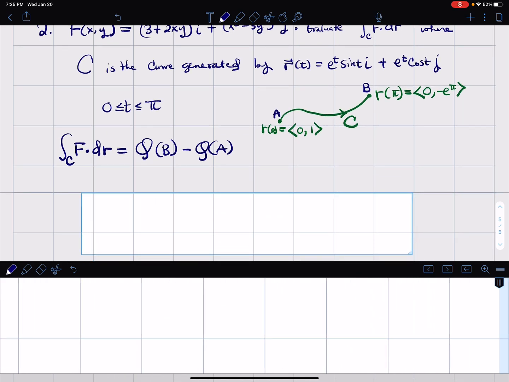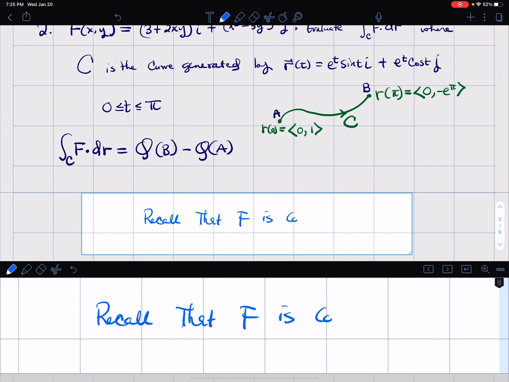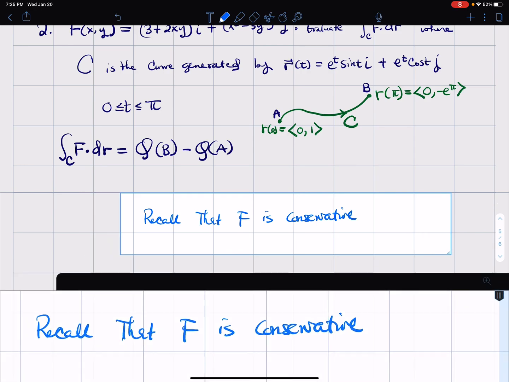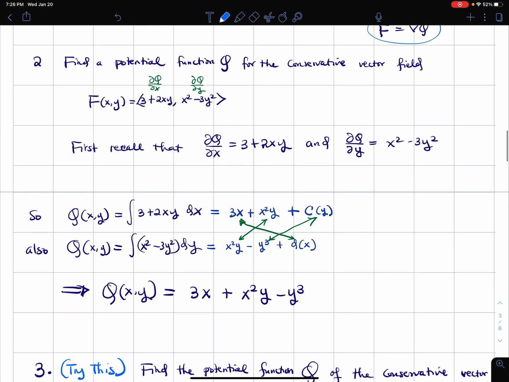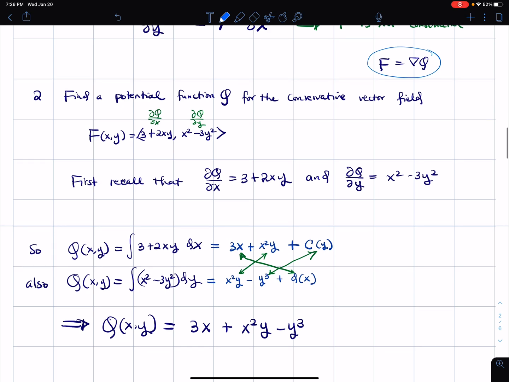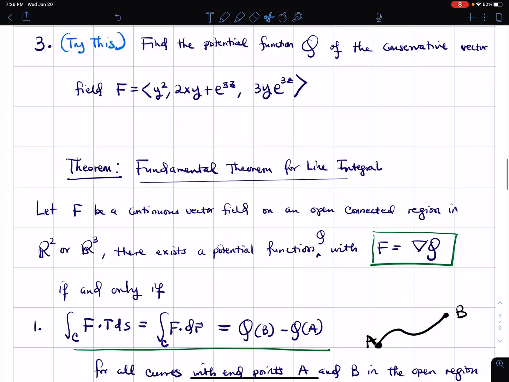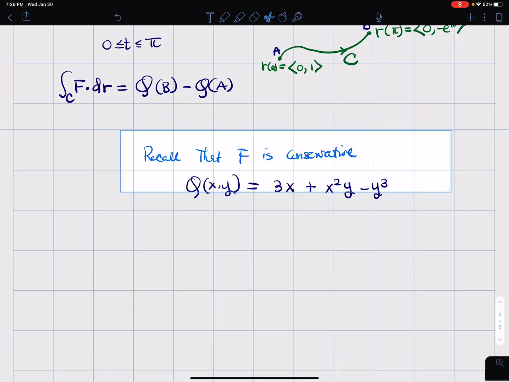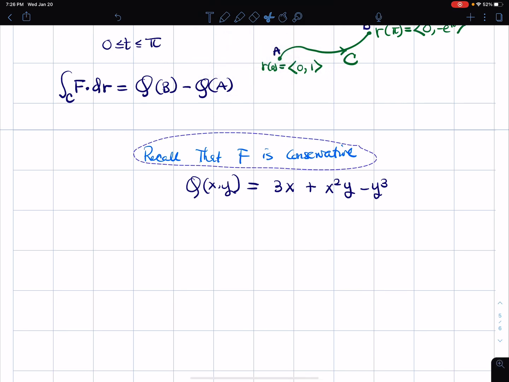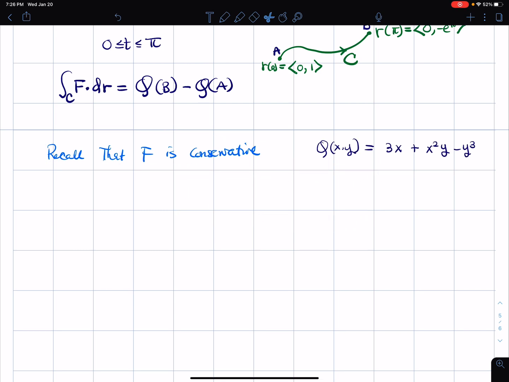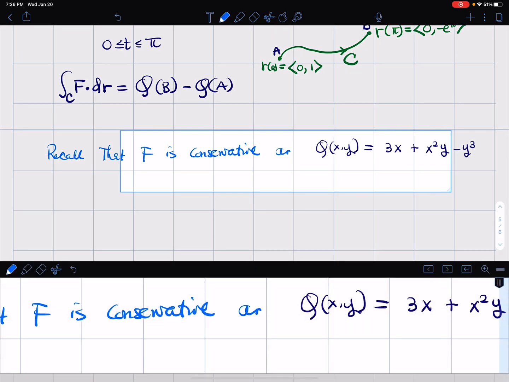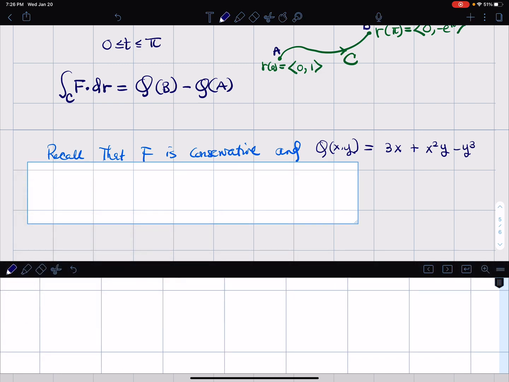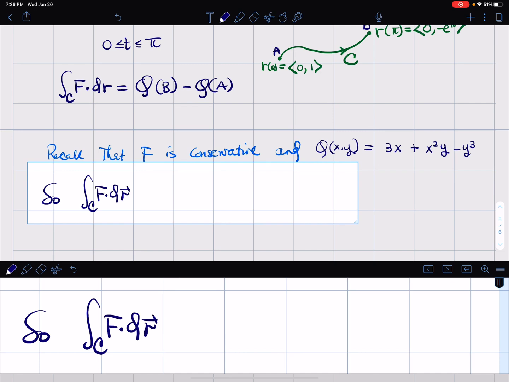If you recall, we actually did this in the previous video. We showed that F is conservative, and I think we actually computed the potential function. So the potential function is that. F is conservative, and we got our potential function. So we just need to calculate the integral of F · dr using the fundamental theorem for line integrals.